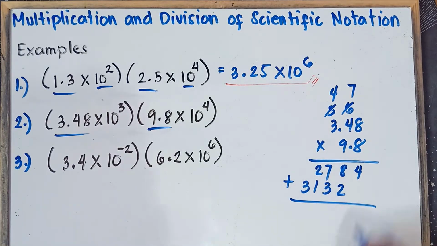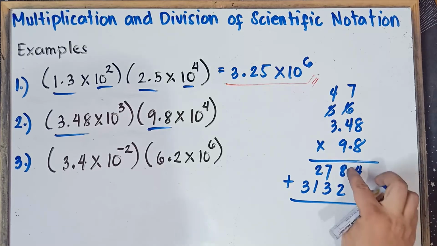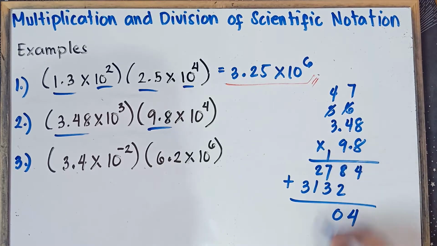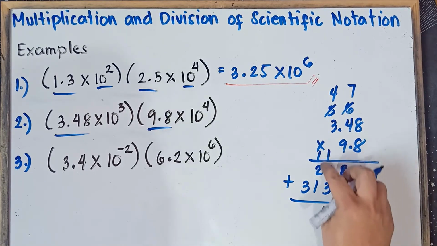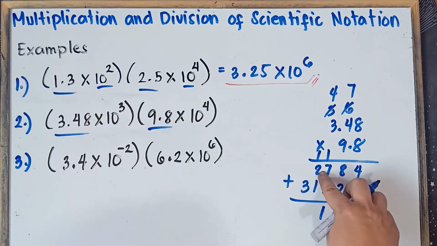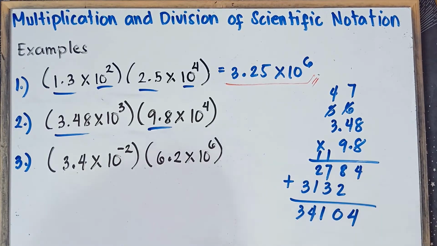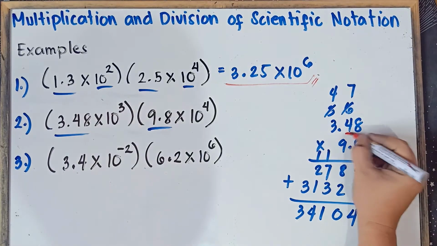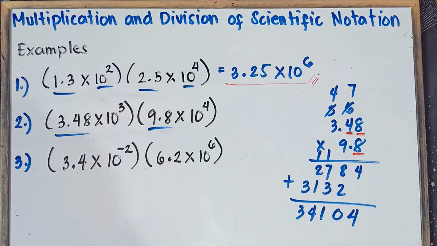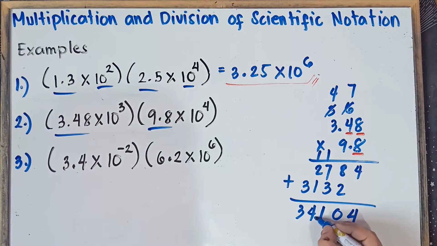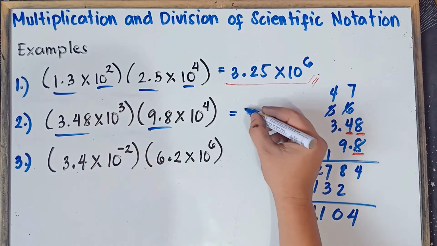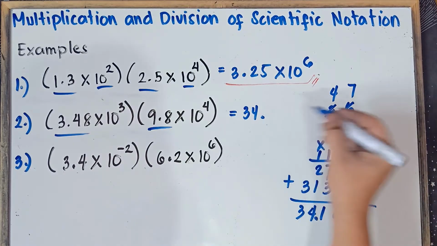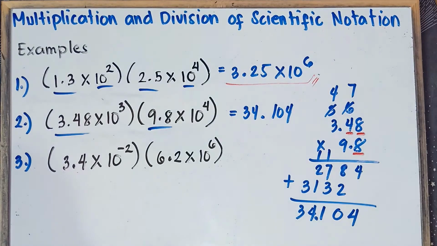Alright, and then simply add. So we have 4. We have 8 plus 2, that would be 10. 0 carry 1. 1 plus 7, that's 8, plus 3, that would be 11. 1 carry 1. 1 plus 2, what's the answer, class? That would be 3, plus 1, that would be 4. And then bring down 3. And then simply count the numbers to the right of the decimal point. We have 1, 2, and then 3. So we need to have 3 numbers to the right of the decimal point. So our answer is 34.104, times 10.